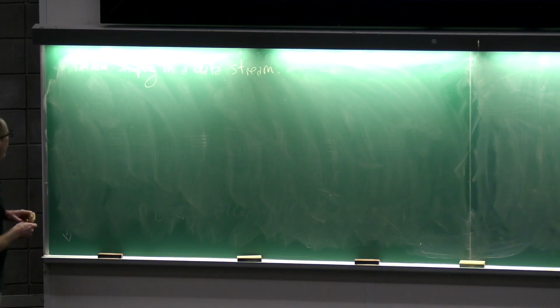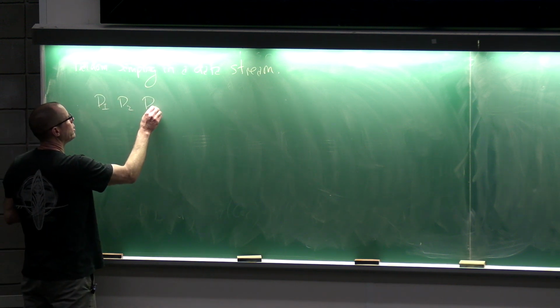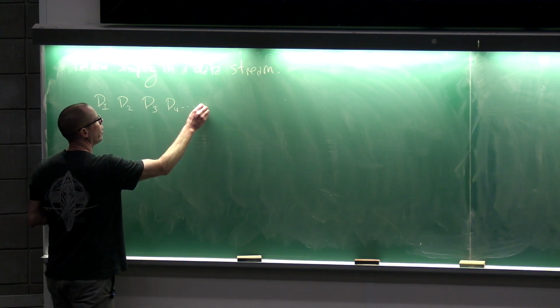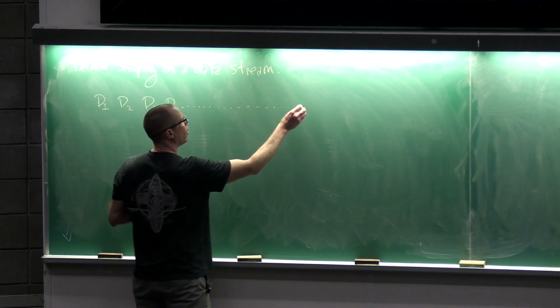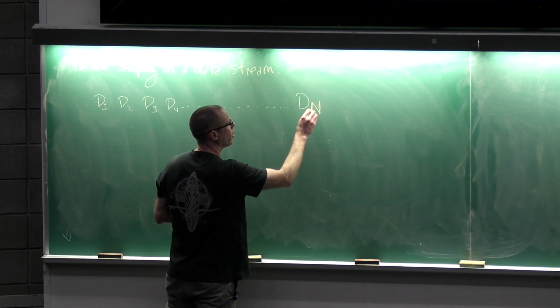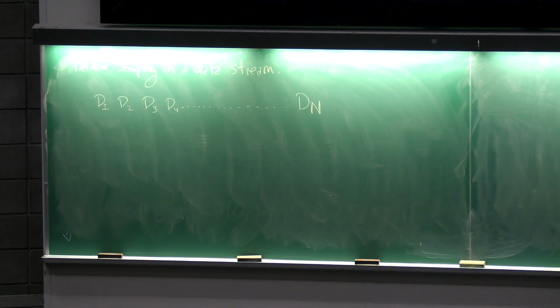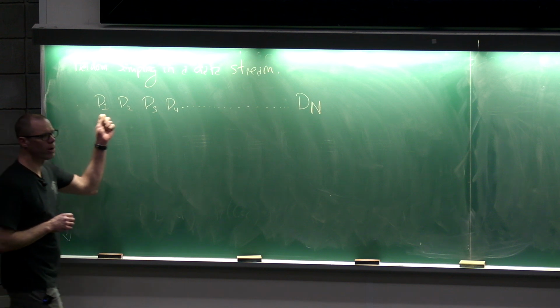So let's call these things, you have this data stream D1, D2, D3, D4, all the way up to DN, and I'll put a big N there because it's really a big N, not a little n. A lot of data, more than you ever want to store, and you want to pick one at random.